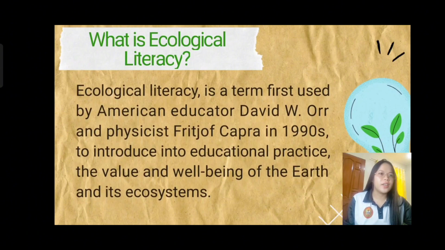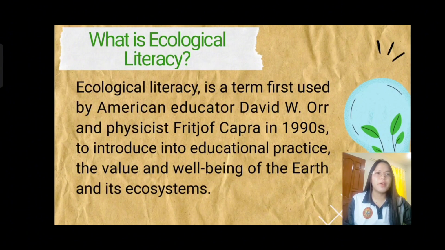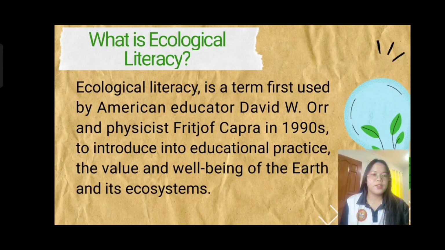Ecological literacy is a term first used by American educator David W. Orr and physicist Fritjof Capra in the 1990s to introduce into educational practice the value and well-being of the earth and its ecosystems. So the goal of David and Fritjof of introducing ecological literacy to educational practice is to emphasize the value of well-being of the earth and its ecosystems.